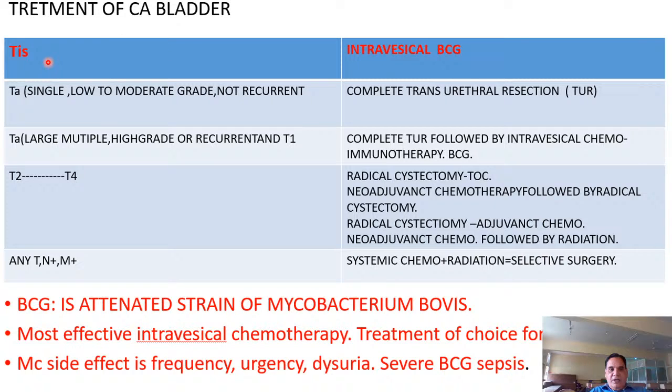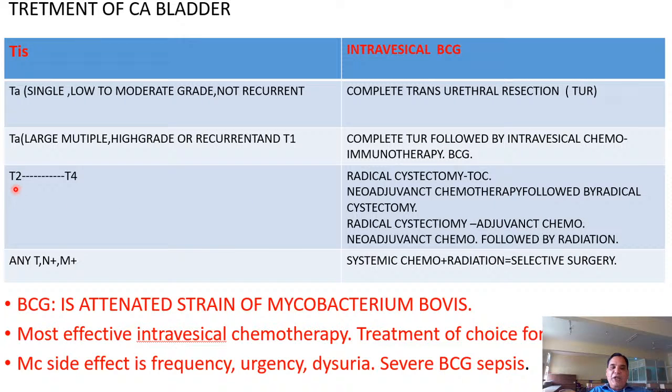For Tis, that means carcinoma in situ, treatment is intravesical BCG. For Ta, single, low to moderate grade and non-recurrent, the treatment is transurethral resection, TUR. If you add P, it will be TURP. Same like it is a TUR, resection of a malignancy, gives very good result in Ta. For the large tumor, Ta, it is complete TUR followed by chemotherapy or BCG. BCG has proven to be a winner in this malignancy.